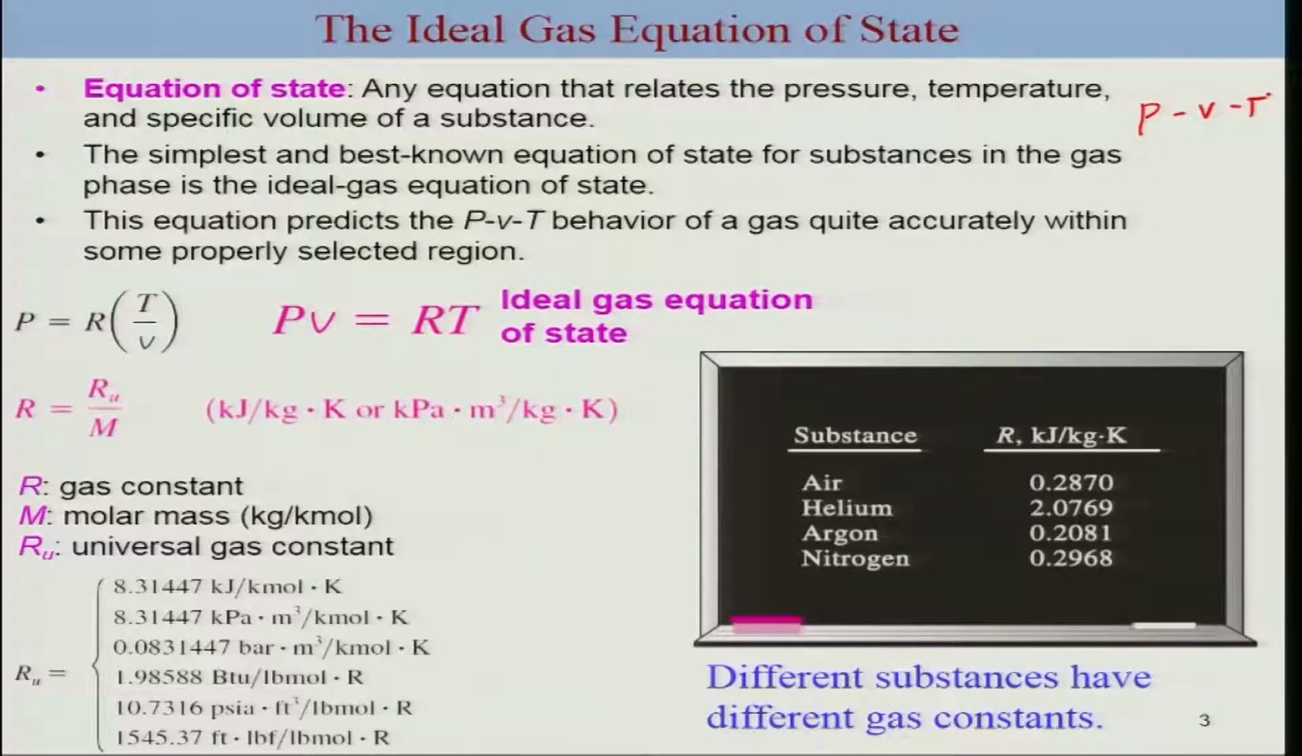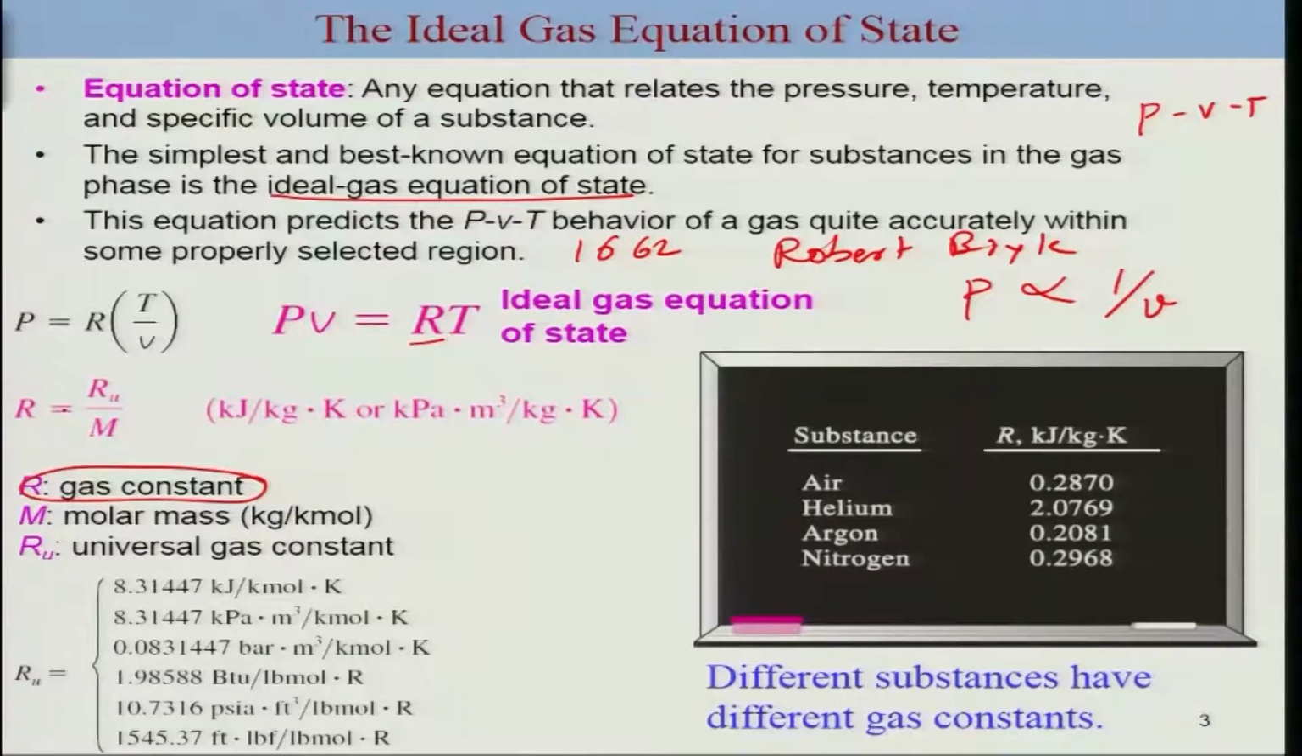The simplest and best known equation of state is the ideal gas equation of state. Around 1662, Robert Boyle found out that pressure is proportional to 1 by specific volume, and that led to the development of PV equals RT. So what is R here? R is a proportionality constant, and this turns out to be the gas constant. This R is in units of kilojoules per kilogram Kelvin, and its value depends on the substance.